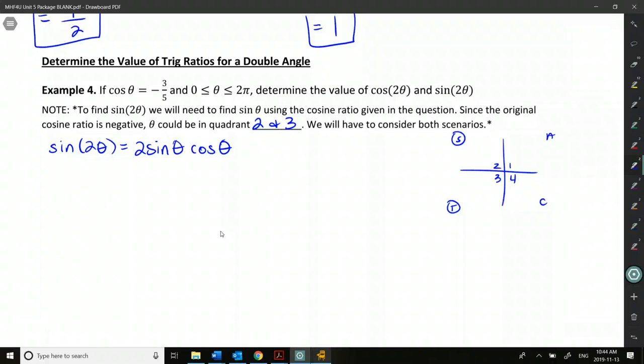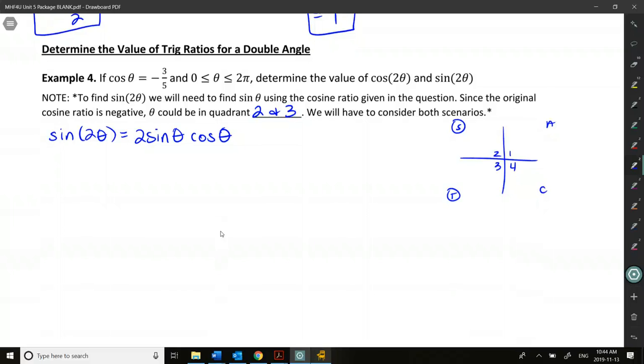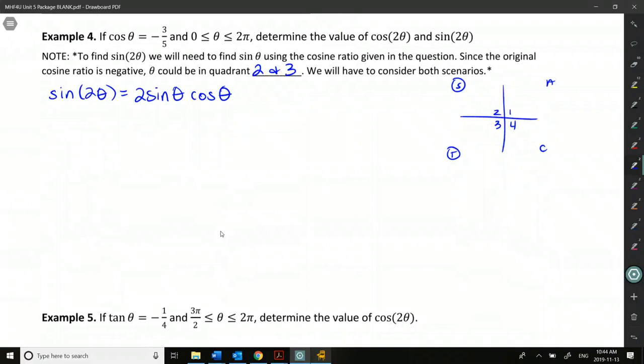Okay, so we need to consider both possible scenarios. Now, the ratio is not going to change, but sine is positive in that second quadrant, but it's negative in the third quadrant. So we just need to consider both possible options for where that angle could be. Yeah, Fayek? C was 1. Wasn't it 1? No, the all quadrant starts in the top right and moves counterclockwise.